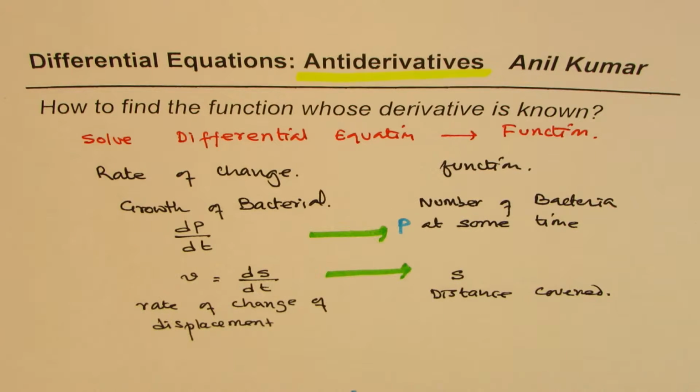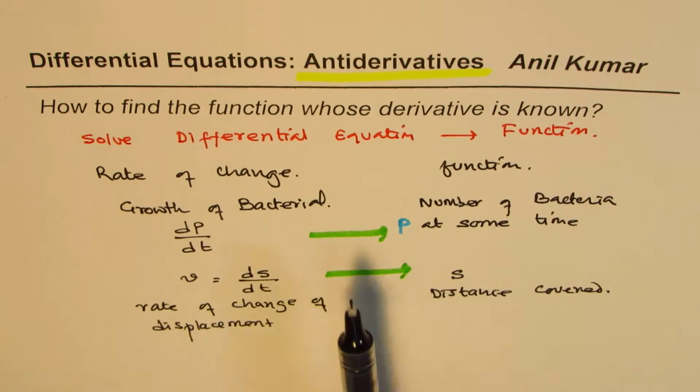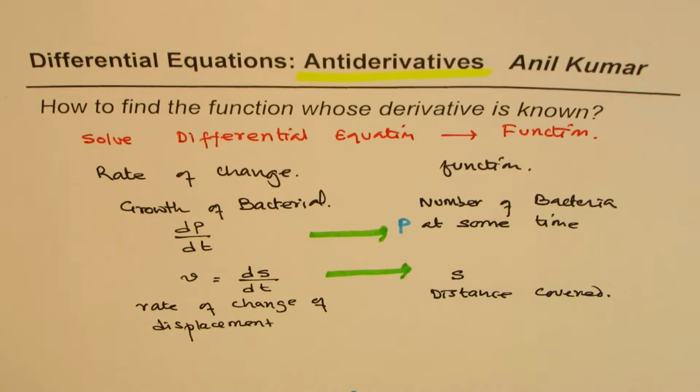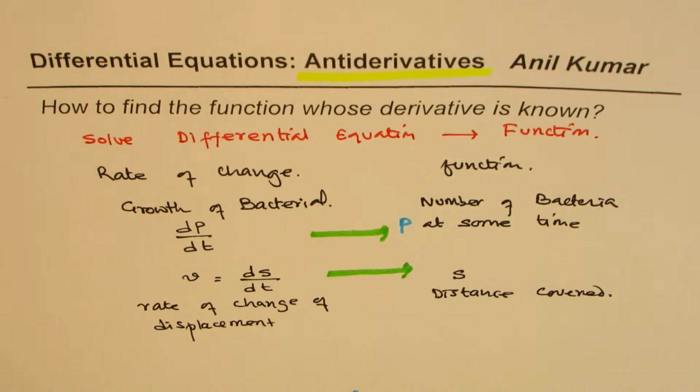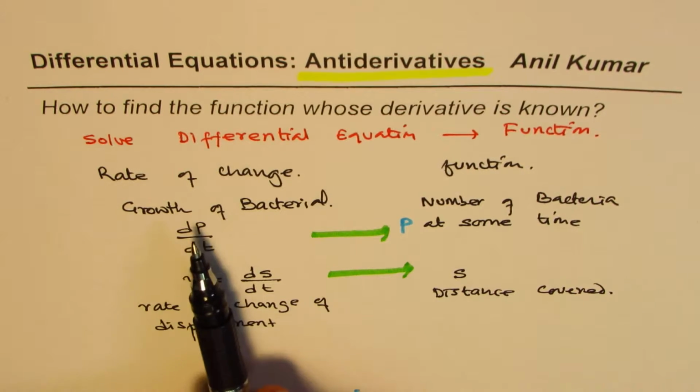So this is what we're talking about. So these things could be calculated using antiderivatives. To give you an idea how we could really solve such a question, let me take the first example, which is dp/dt.